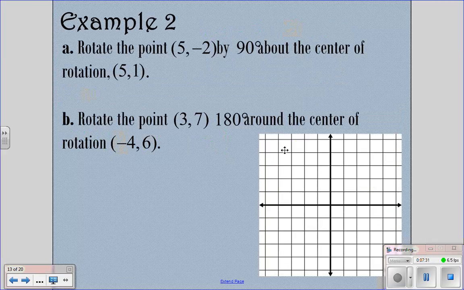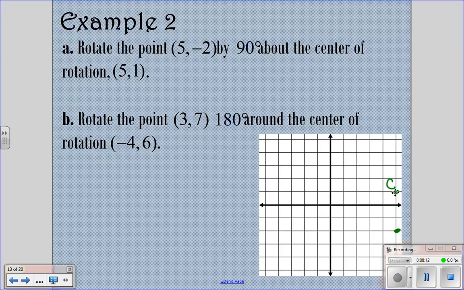Looking at another example. This one is to rotate the point 90 degrees about the center of rotation of 5, 1. So I'm going to put 5, negative 2 here. And then we're going to put 5, 1. And we want to rotate it about this center. So this is our center. And we're going 90 degrees. And if it doesn't say which way we rotate, that means that we rotate counterclockwise. So that's going to be going this direction.